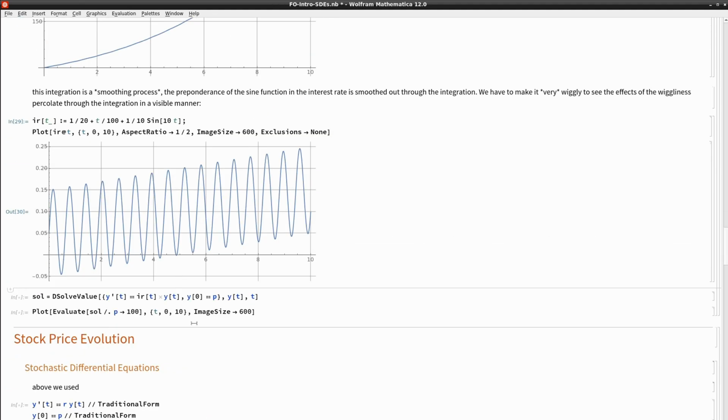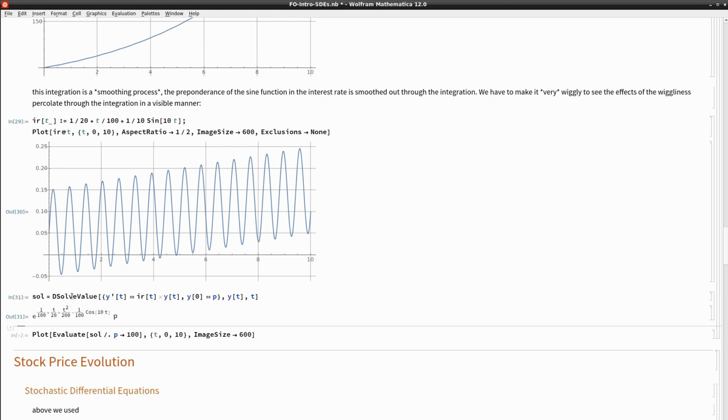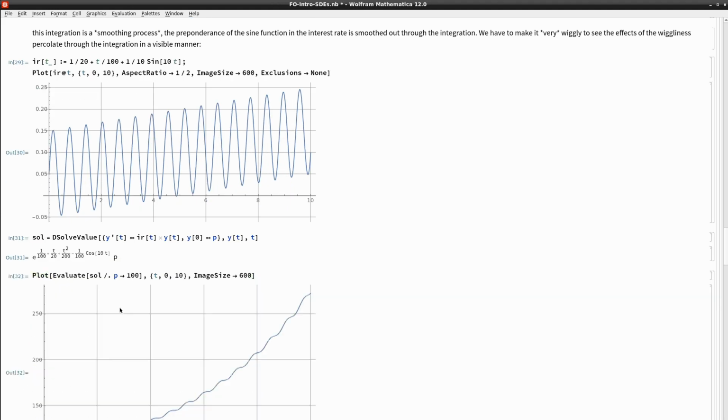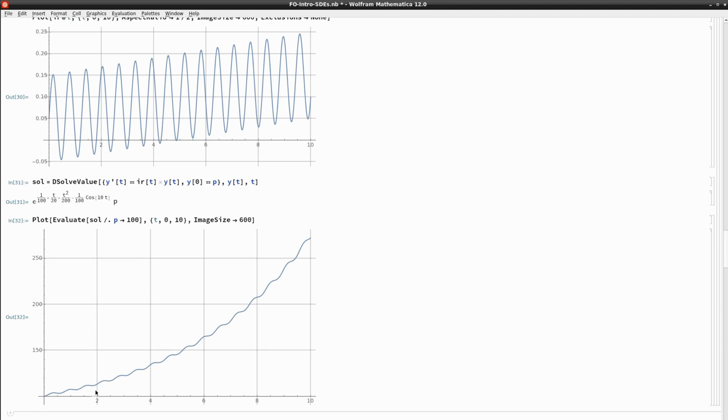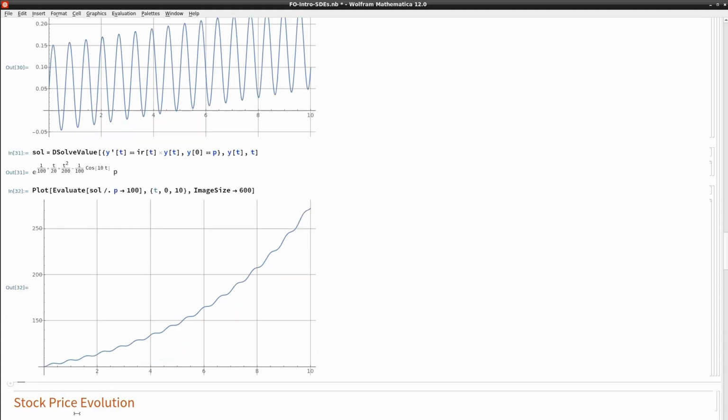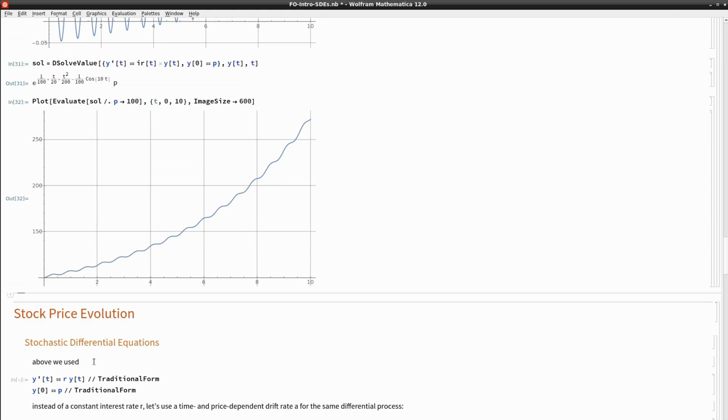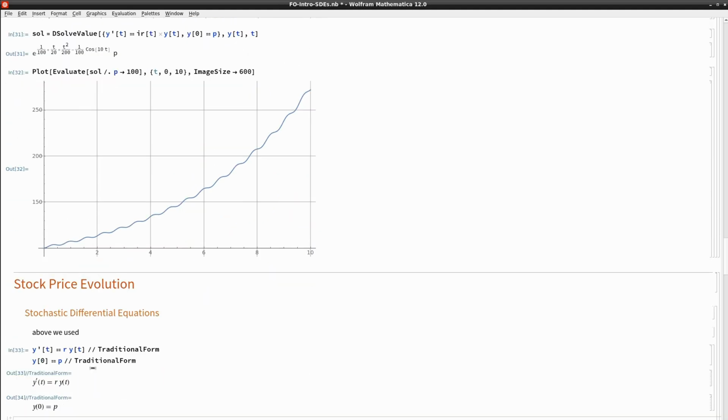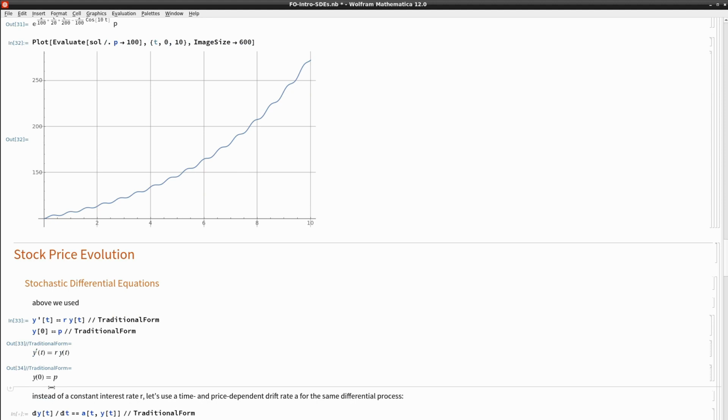So let's make it absolutely insanely wiggly here, and then we can still see that the wiggliness percolates through to the solution. Okay, so now let's leave this and let's look at the stock price evolution. And reminder, above we used this differential equation, y prime of t equals r times y of t, with an initial condition where we use the principal at the beginning.